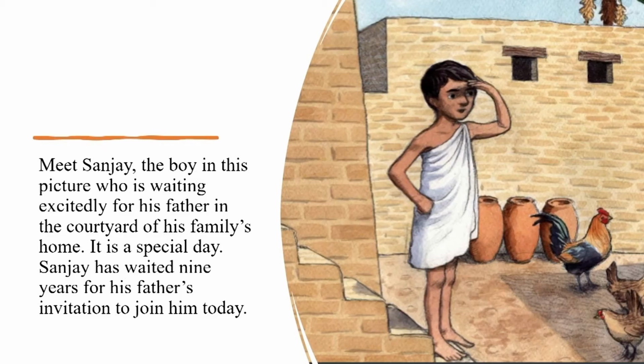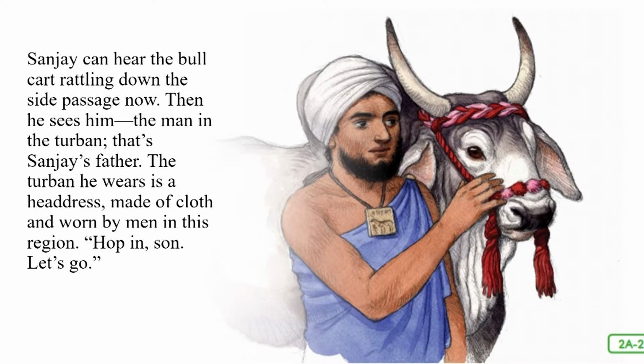Take a look at this next picture. Meet Sanjay, the boy in this picture who is waiting excitedly for his father in the courtyard of his family home. It is a special day. Sanjay has waited 9 years for his father's invitation to join him today. Sanjay can hear the bull cart rattling down the side passage now. Then he sees him. The man in the turban in this picture is Sanjay's father. The turban he wears is a headdress made of cloth and worn by men in the region. Hop in, son. Let's go.